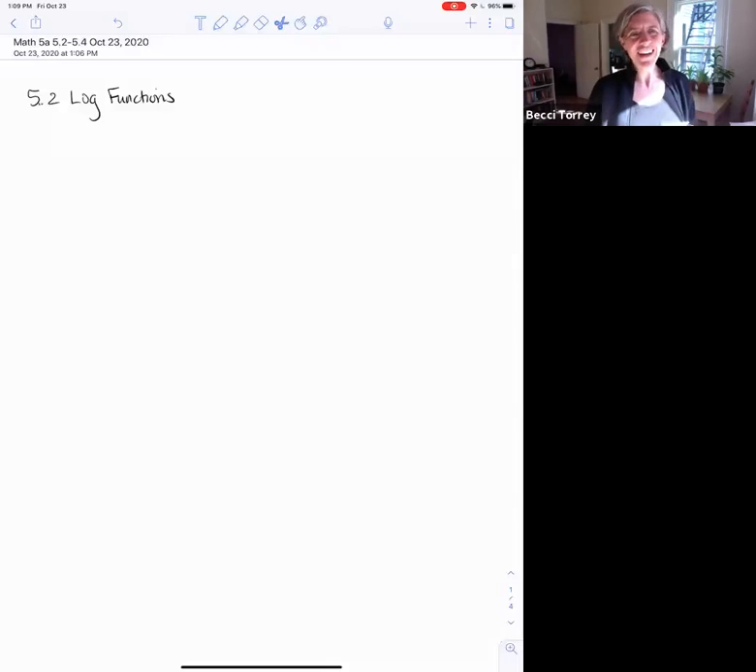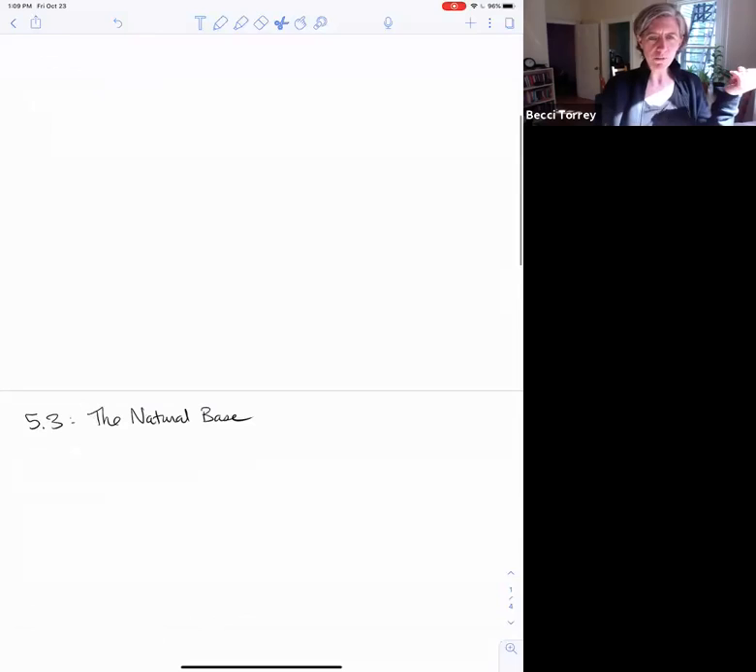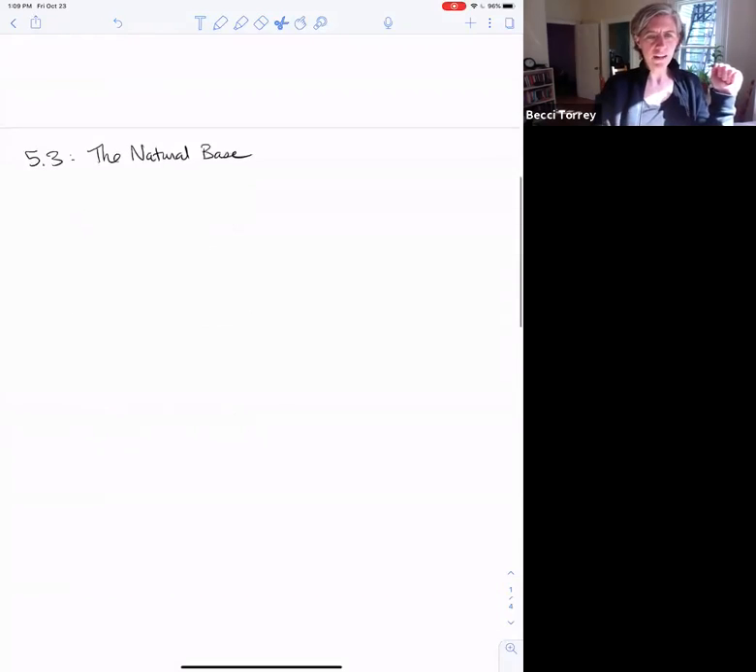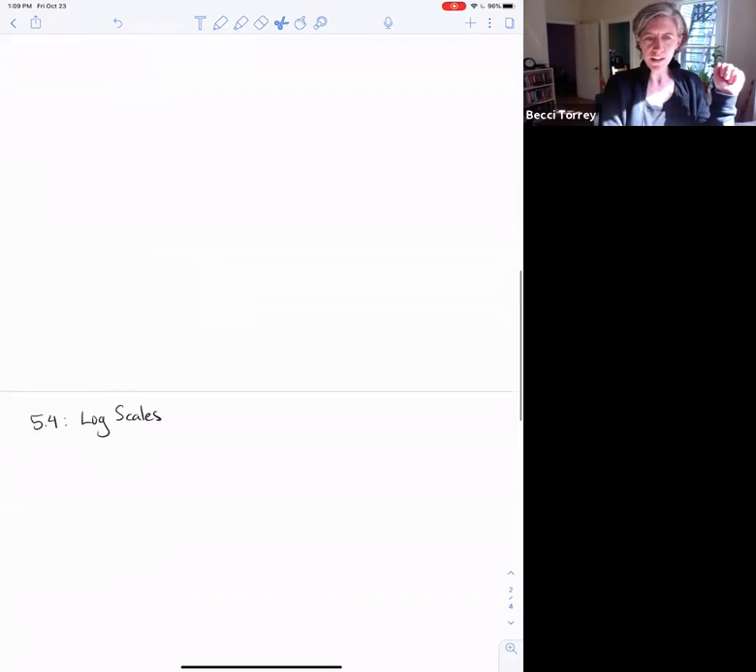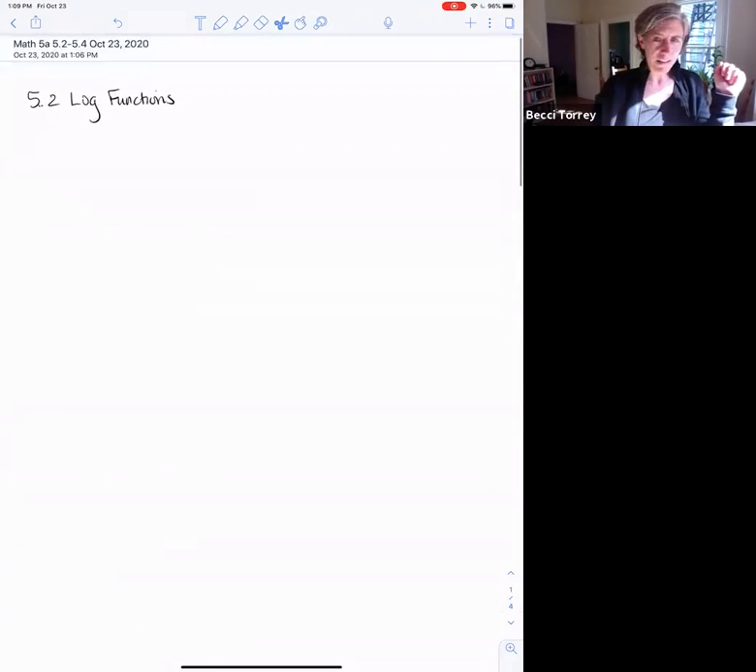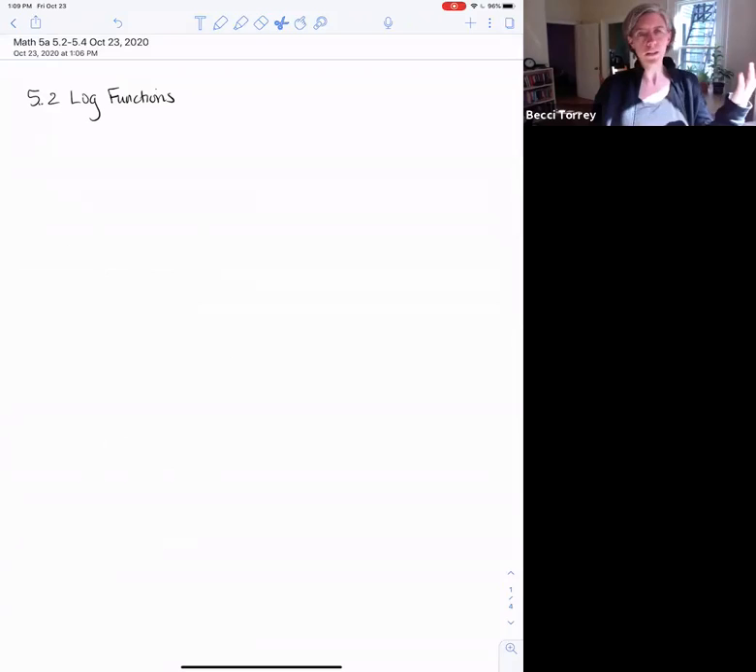Hello, Math 5a. We're going to give a little introduction to the reading for this week. So we have three sections. We have 5.2, which is on log functions. We have 5.3, which is on the natural base. And we have 5.4, which is on log scales. These sections are really important in real life applications.